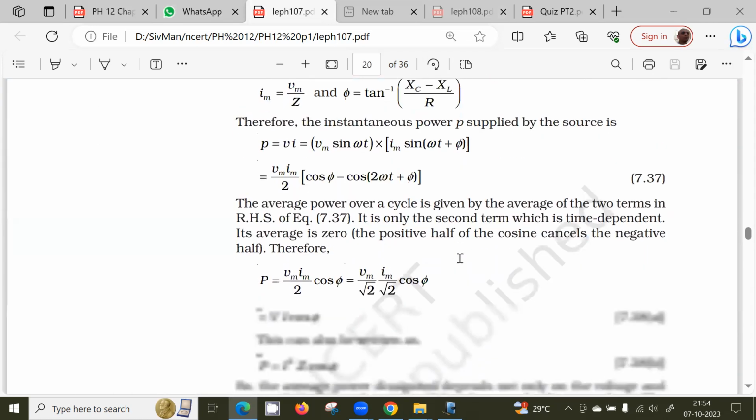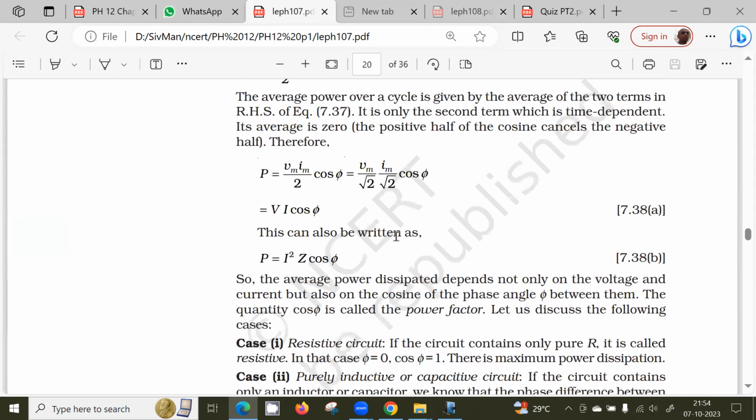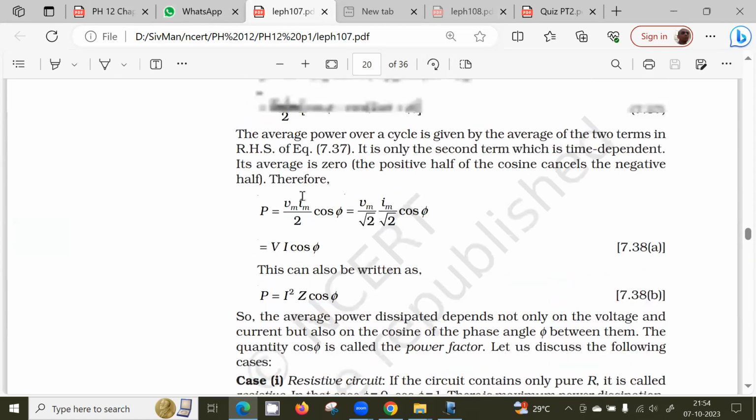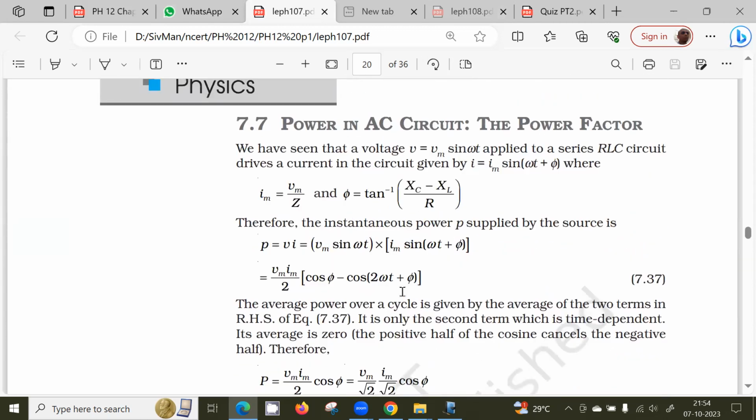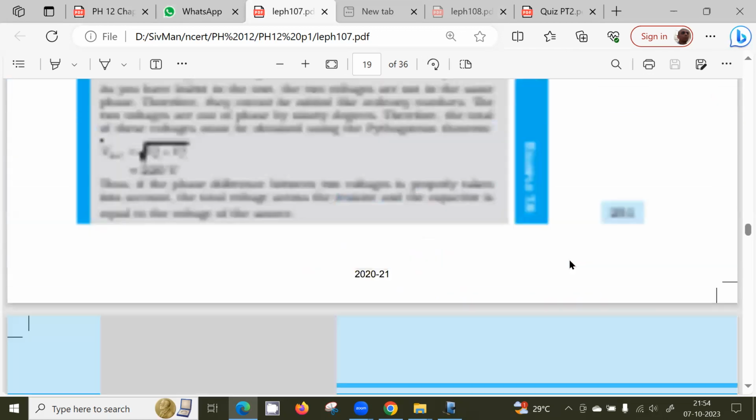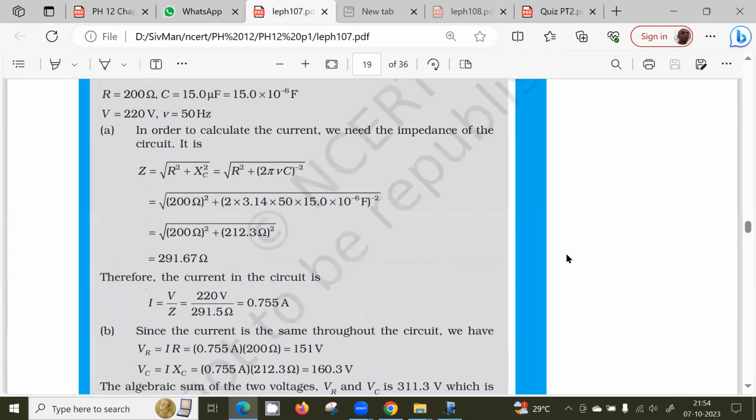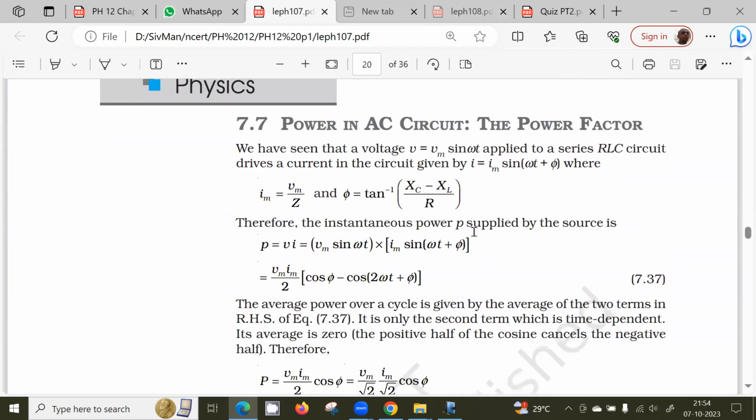Power in an AC circuit is V into I. Okay, in general, for a circuit which has got both L and C, the angle between the voltage and current will be phi, which is given as tan inverse of XC minus XL by R.